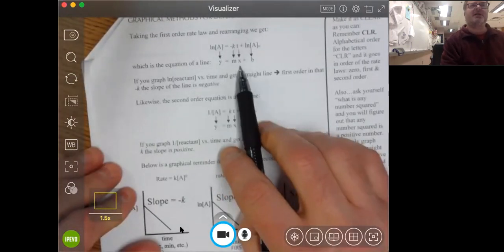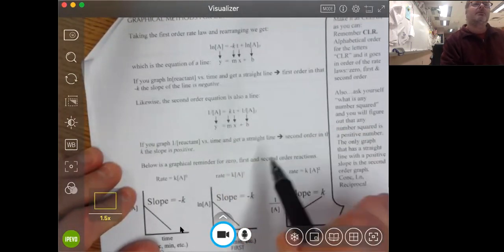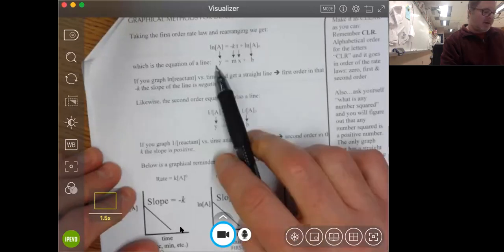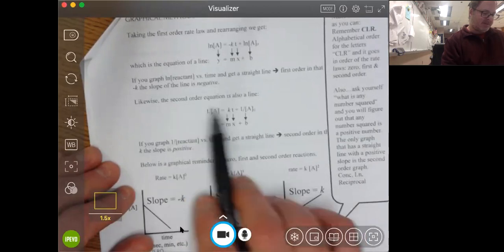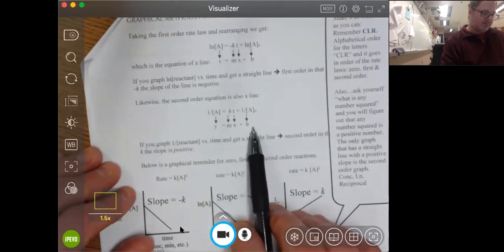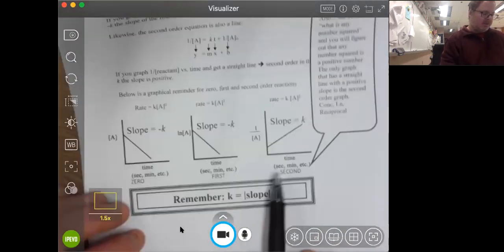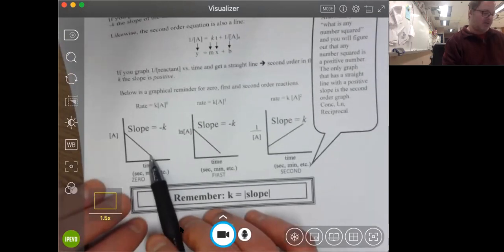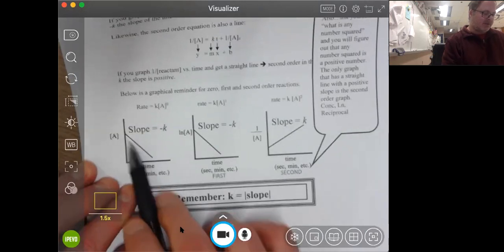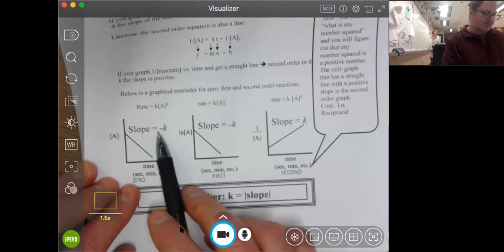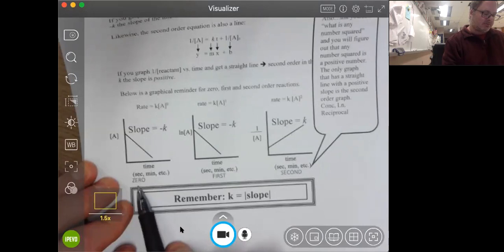Basically, it gets you to that line equation, and it shows you where everything is, and then the second order as well. And it gives you a graphical representation like I drew. If the concentration to time gives you a straight line, negative slope, then you know it's zero order.